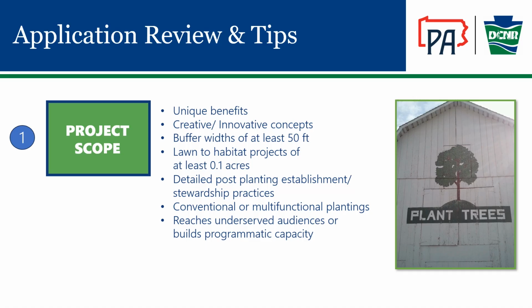Please note, include acreages of the forestry practices. For example, if you are proposing a total of 10 acres of riparian forest buffer or 3 acres of lawn to habitat, state whether they are conventional plantings or multifunctional, which means they are used for production. This can apply to lawn to habitat and urban and community forestry projects as well. For example, an urban food forest, planting a hazelnut riparian buffer grove, or perennial herbs in a forest understory.